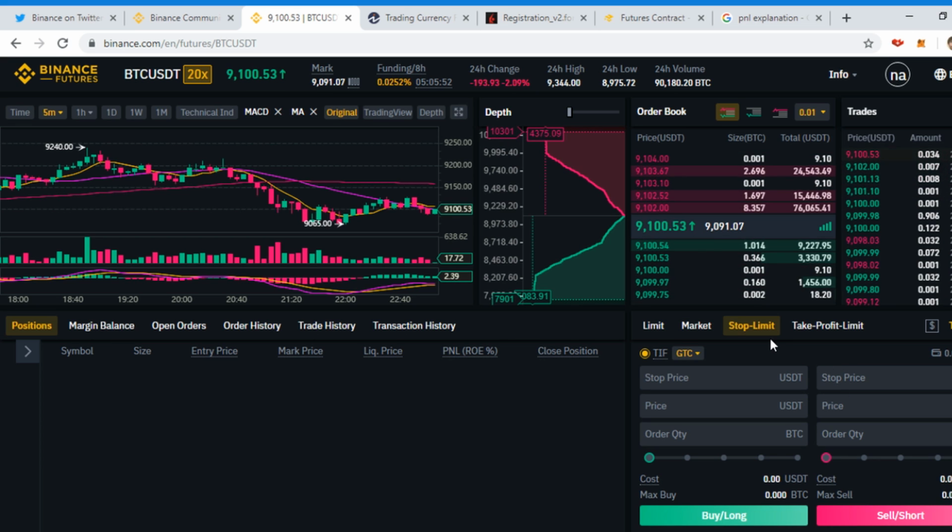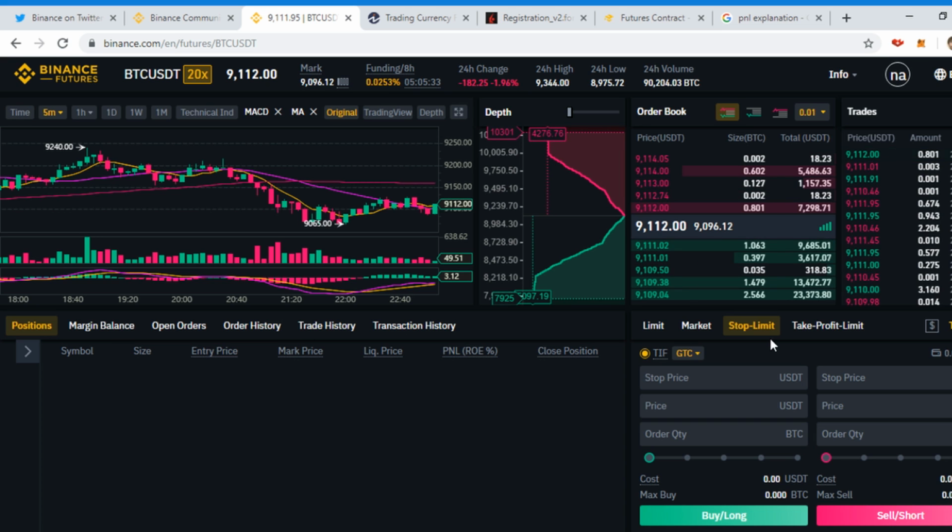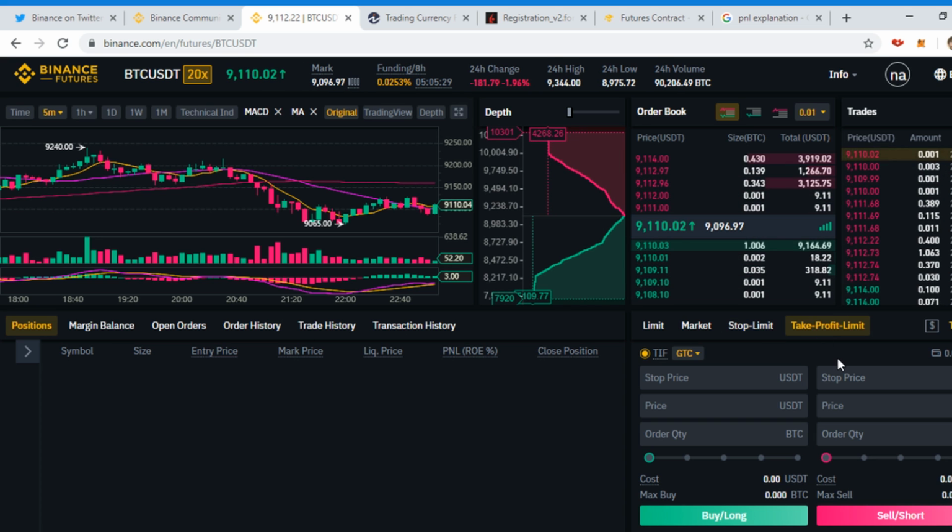So a stop limit is much safer, I guess, than the other two, because you have a stop loss. You put a number, and if the price reaches that certain number, it just exits out of the position for you, so you don't lose more than you put in. And then a take profit limit is the opposite of the stop limit. You put a price and then you just exit out.